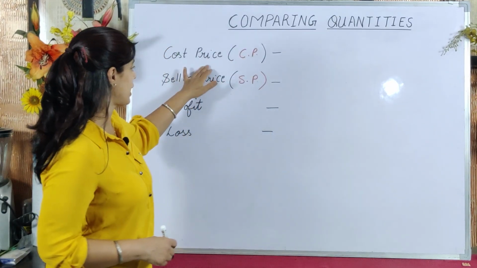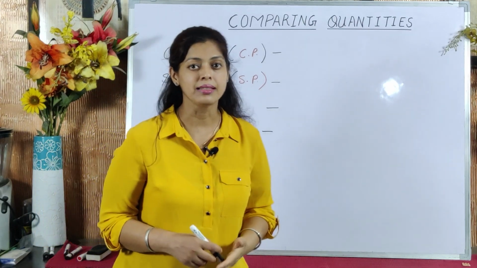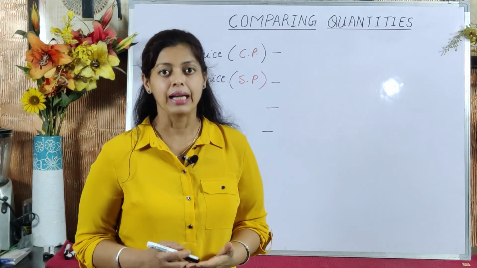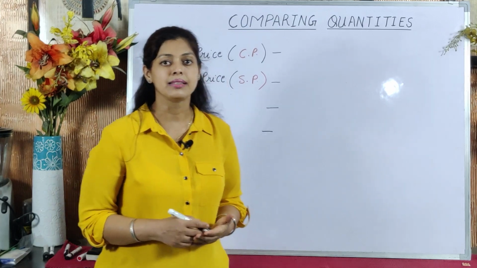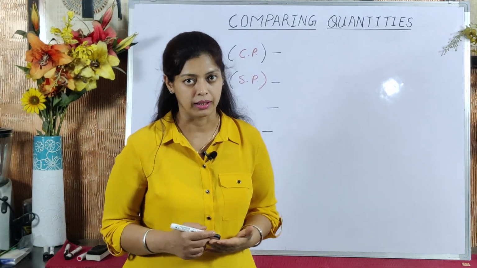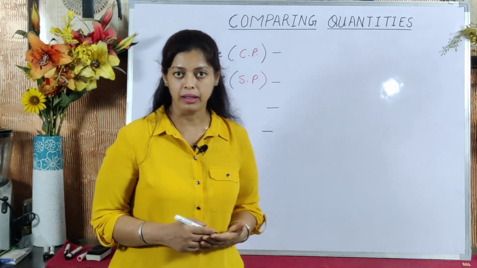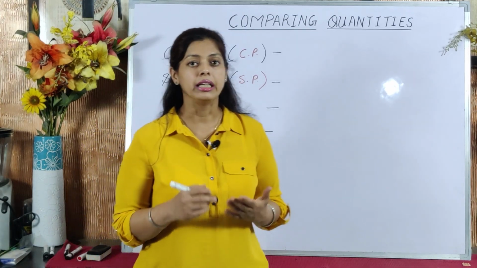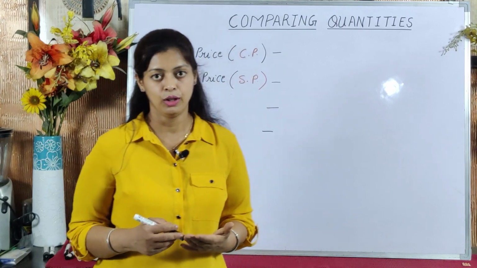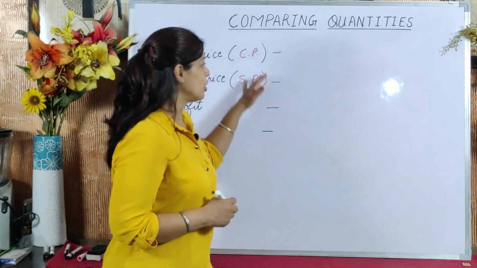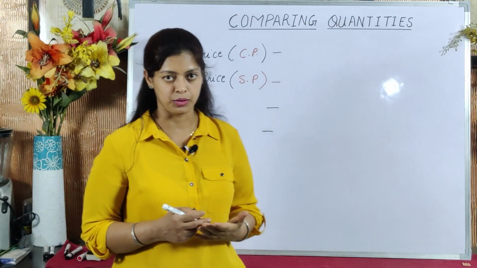The first is cost price. Cost price can be written as CP in short. It is the amount at which the product is purchased, or you can say it is the buying price of the product. Now say you're a shopkeeper and you have bought a TV worth rupees 15,000 in order to sell it. So in this case, your cost price will be rupees 15,000.